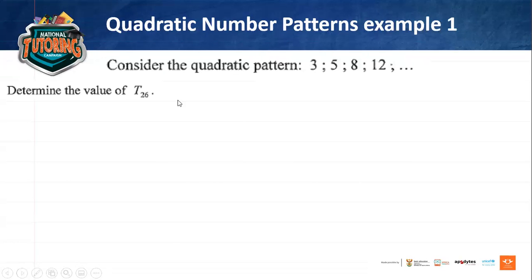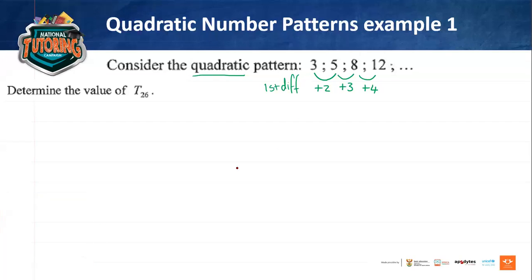So we'll come back and do this question, but here is a quadratic number pattern. So we can see what the second difference is. Our first difference here, from 3 to 5, we add 2. From 5 to 8, we add 3. From 8 to 12, we add 4. So we can see that the first difference is not constant. It keeps changing: 2, 3, 4, etc.